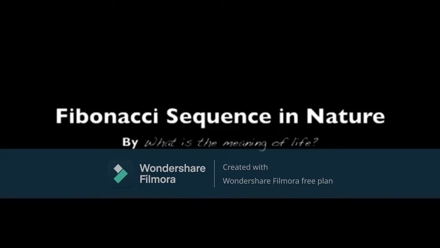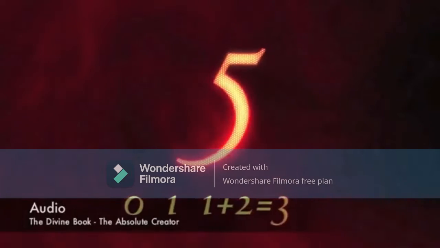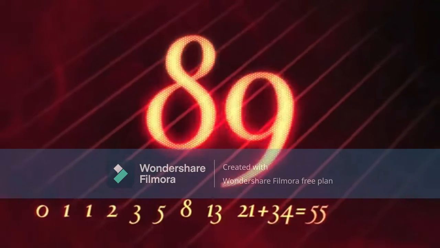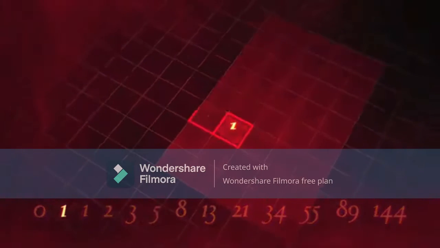The first one is the Fibonacci sequence. The sequence begins with the numbers 1, 1, 2, 3, 5, 8, 13, 21, and 34, and continues indefinitely. Each number is obtained by adding the last two numbers together.